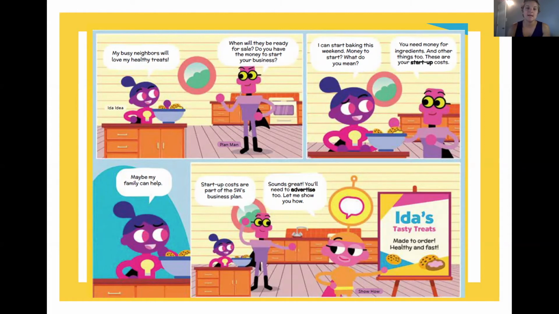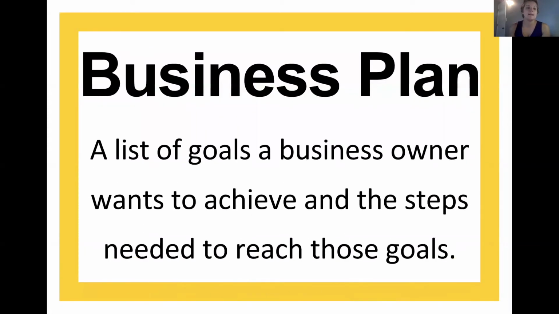And so you can see from our flyer here that Plan Man is starting to think about all of the details that you need in order to start a business. And then a big part of your business is advertising. And so Show How has created a poster to show Ida's treats that she can sell. So what we're going to be doing today is creating a business plan. A business plan is a list of goals that a business owner wants to achieve and the steps needed to reach that goal. And like I said, one of the big ones is advertising.